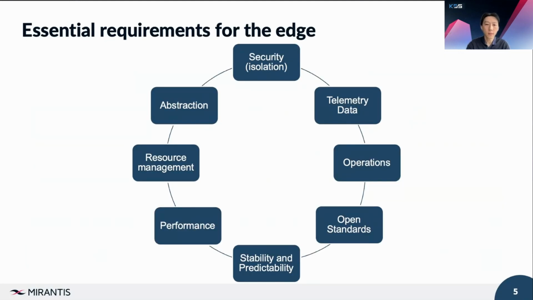So some of the essential requirements that we have, perhaps for the edge, we put them in 7 different areas. So we talk about security, making sure there's telemetry data, the data coming back through, making sure operations, you have low impact, zero application downtime in your edge environments.